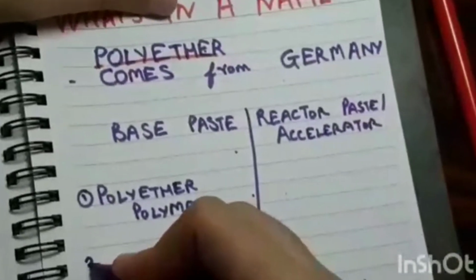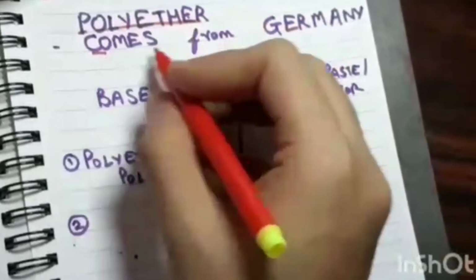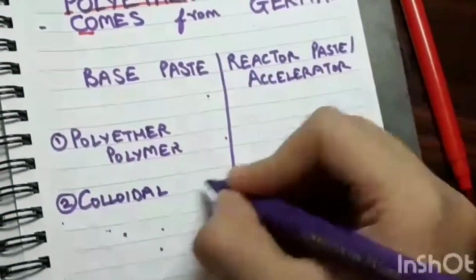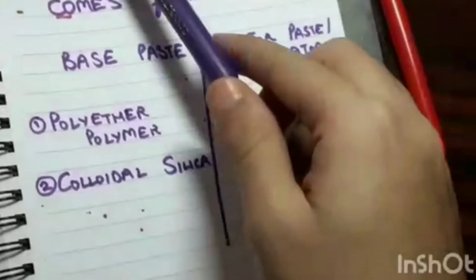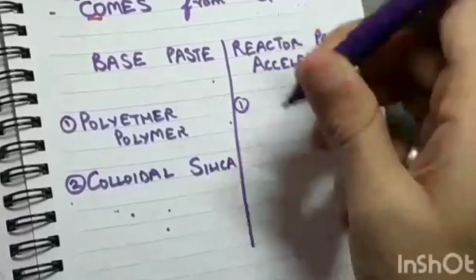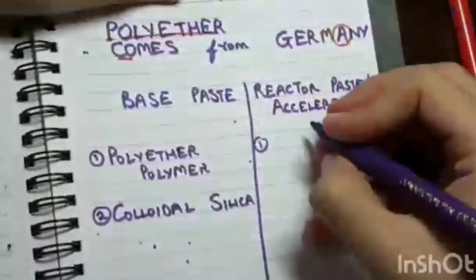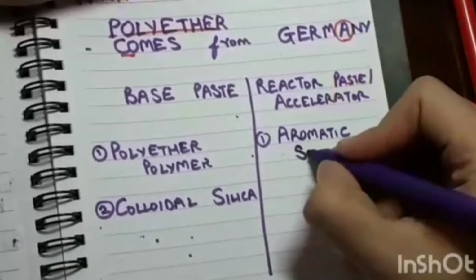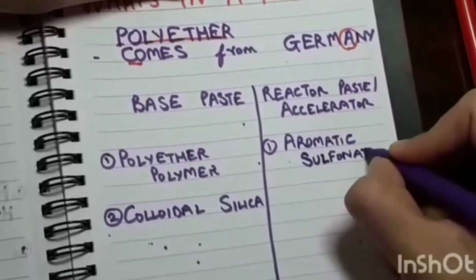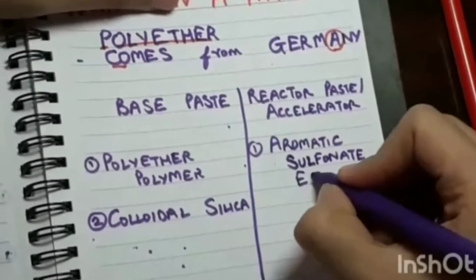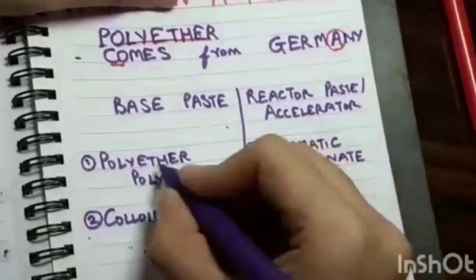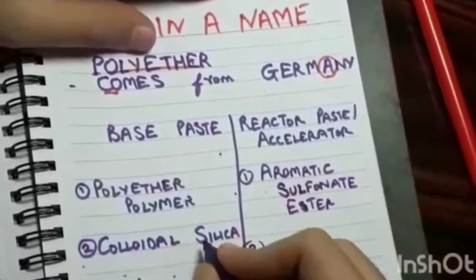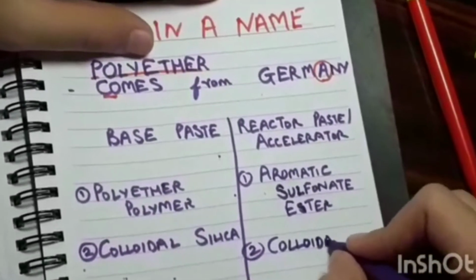Now the second ingredient in base paste is, we'll take the letters CO from the word comes, and we'll write it as colloidal silica, which acts as a filler. Now first ingredient in reactor paste is, we'll take the letter A, we write it as aromatic sulfonate ester. E for ester in reactor paste and E for ether in base paste. Now second ingredient in reactor paste is the same thing, that is colloidal silica.